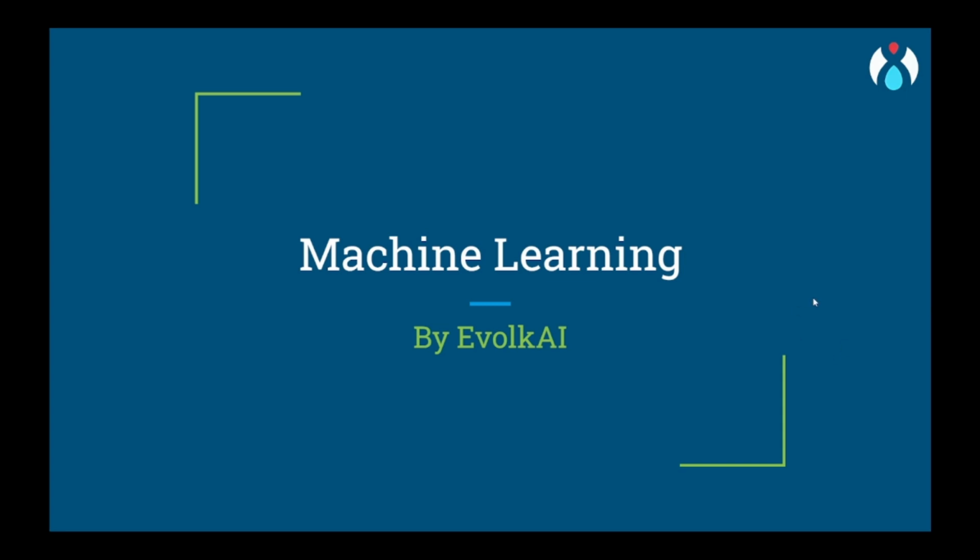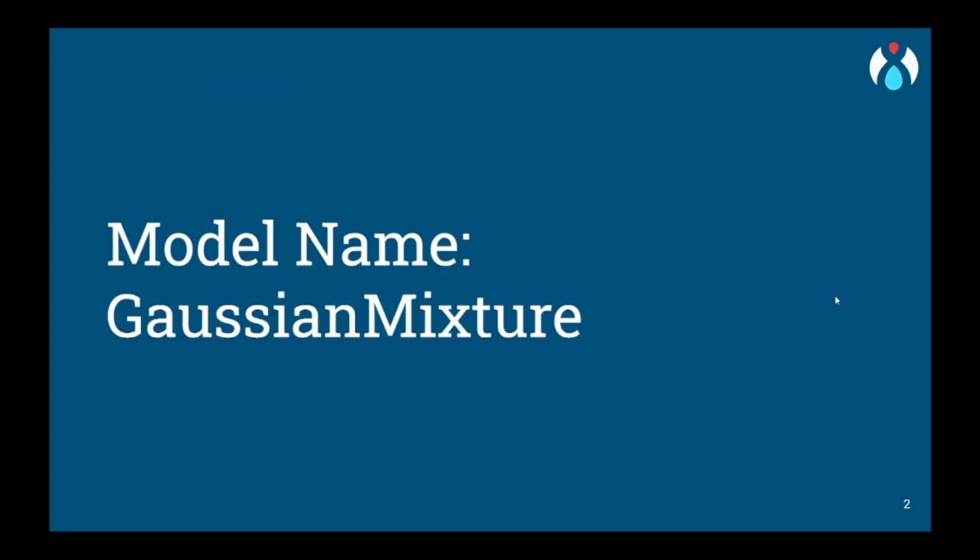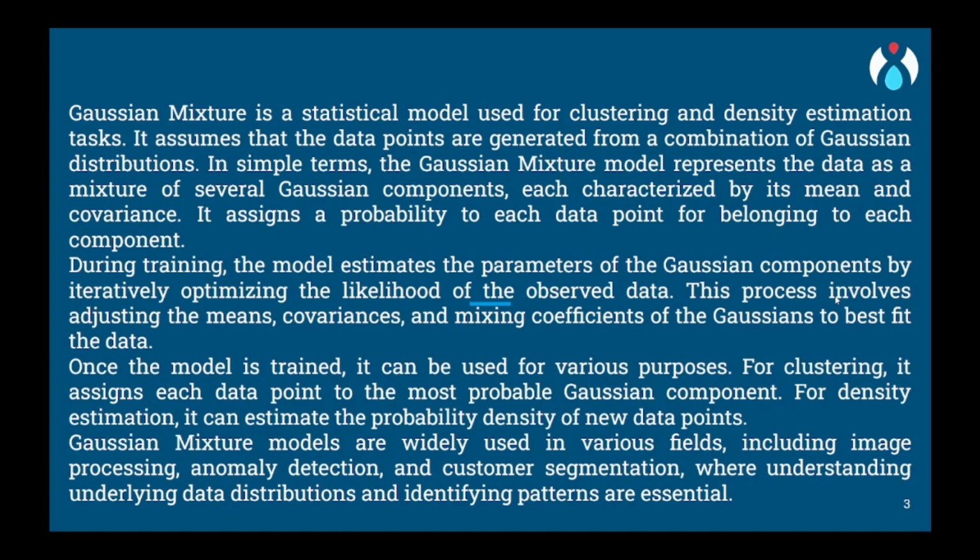Now today we will be learning about Gaussian mixture. So, Gaussian mixture is a statistical model that helps us understand and describe complex patterns or distributions in data.